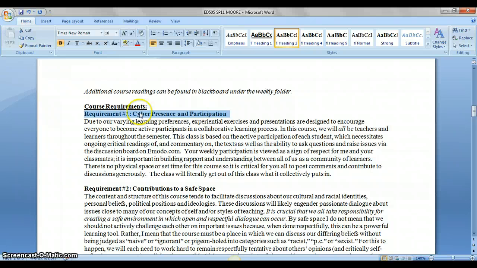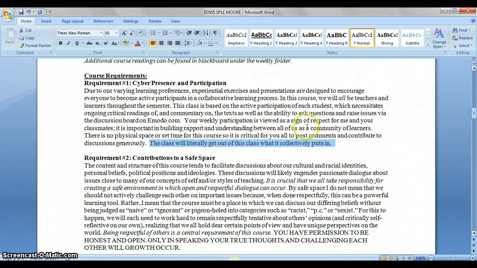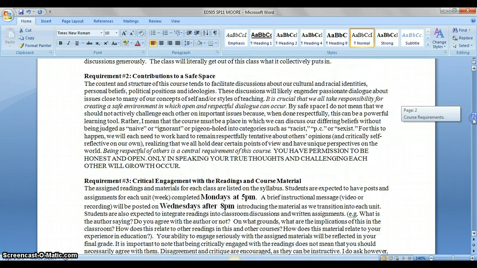So we're literally going to get out of this class what we collectively put in, as I wrote here. And of course, most importantly, your participation grade depends on it. So please, we're going to be using edmodo.com. I'm going to be posting a tutorial about how to sign in on this next. That'll be the next YouTube video you can see. But please, please, please participate, because it's the only way that we're going to get a lot out of this class.